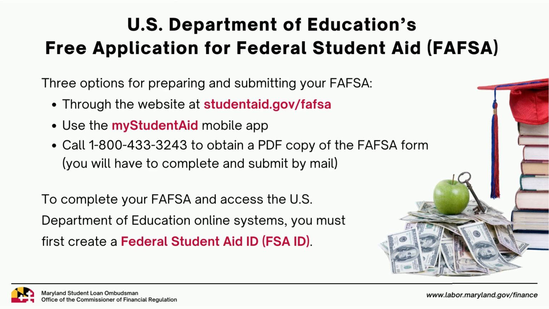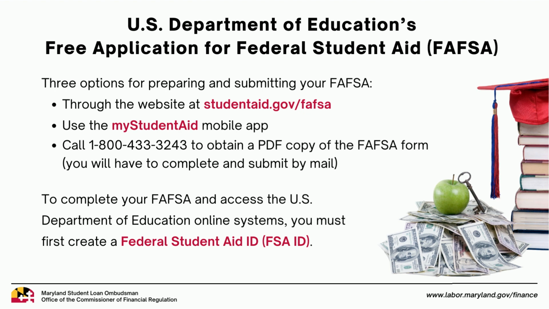In order to complete your FAFSA form, you must first create a Federal Student Aid, or FSA, ID, which is made up of a username and password. Your FSA ID allows you to access the U.S. Department of Education's online systems. It is used to confirm your identity while accessing your financial aid information and electronically signing your federal student aid documents.